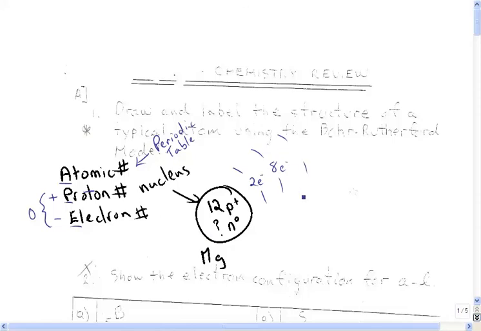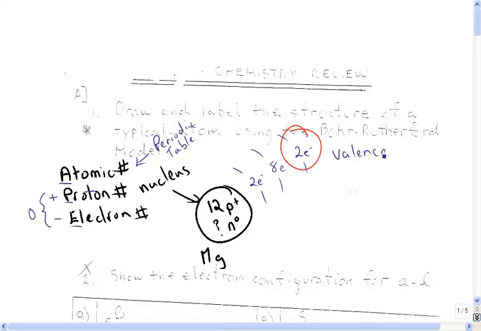So the third energy level could hold a maximum of 8, but I only have 2, so it's going to look like this. So I've got 2 electrons, 8 electrons, and then 2 electrons. Now this, I'm going to circle it in red. This is the key for chemical reactions. These outer electrons that we call the valence electrons.